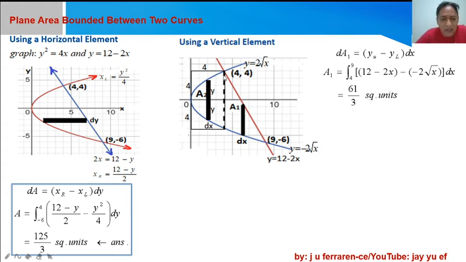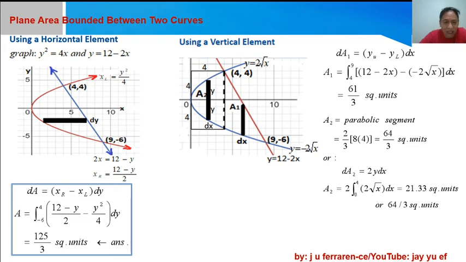A2, so you need also to determine your A2. I put my figure inside a rectangle because this figure is a parabolic segment. We can also avoid integration if we know the area of a parabolic segment, and the formula of which is equal to 2/3 of the area of the circumscribing rectangle. From the dimension, because this has coordinates of 4, 4, this is 4 here, and this is also 4 going here, and that's also 4 there because it is symmetrical about the axis of your parabola. So this is equal to 8, and that is 4. So we have 2/3 of 8 by 4, and that is 64 over 3 square units as your A2.